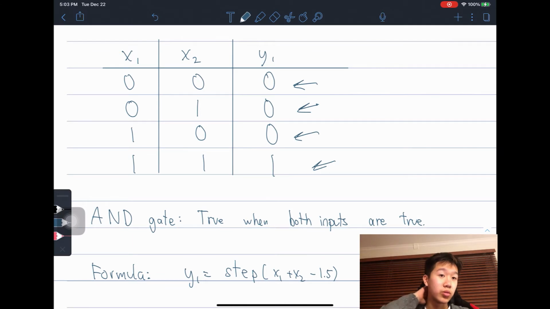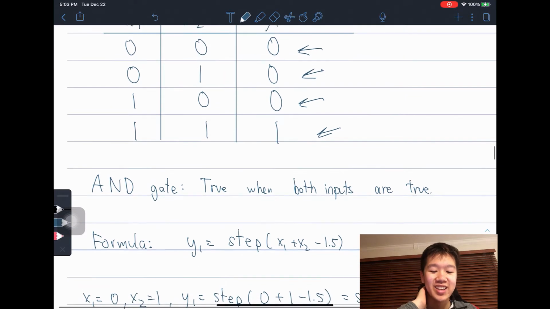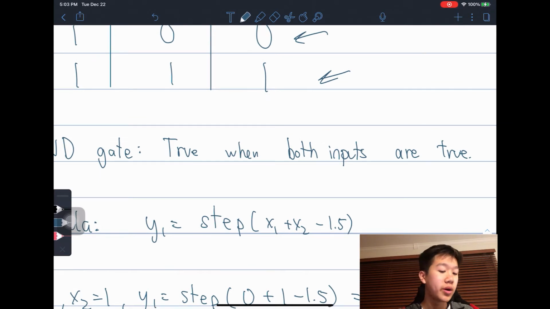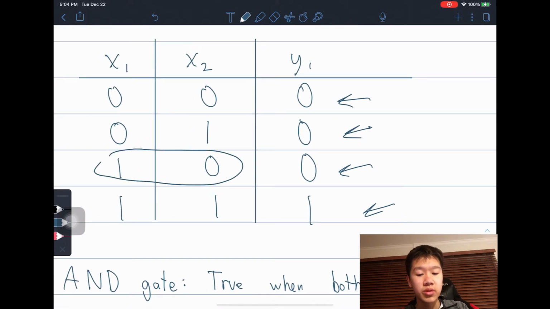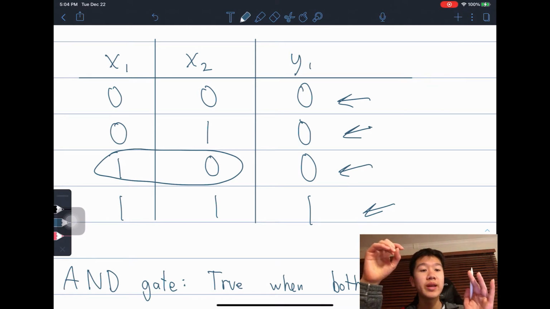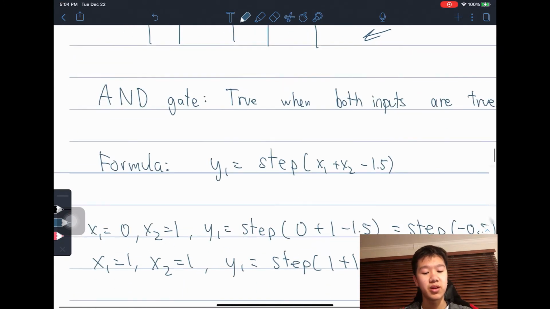So now we're going to derive a formula for it. And I'm pretty sure from now you're a pro at it. So the formula is actually going to be y1 is equal to step of x1 plus x2 minus 1.5. So why is that? This is because when you do 1 plus 0 here, you still want it to output 0. So you want the threshold to be bigger than its sum, 1. Yet, you also want its threshold to be smaller than when you do 1 plus 1, which is 2. So you want it to be bigger than 1 and smaller than 2. So I chose 1.5 because it's in the middle.